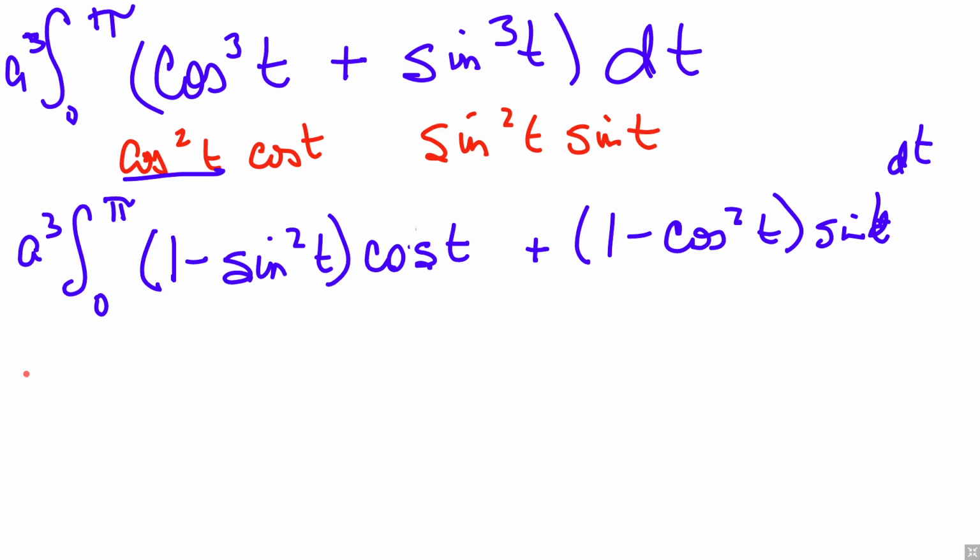So we're going to end up with a cubed. Essentially what we're going to do is multiply this out and then integrate. So if we multiply cosine t times 1, we're going to get cosine t. But what's the antiderivative of cosine t?